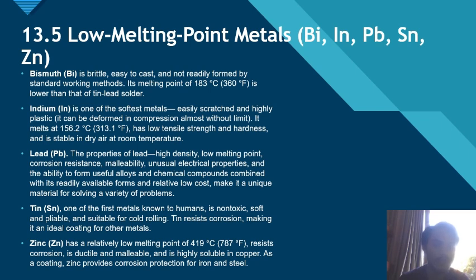Lead, Pb. The properties of lead: high density, low melting point, corrosion resistance, malleability, unusual electrical properties, and the ability to form useful alloys and chemical compounds, combined with its readily available forms and relatively low cost, make it a unique material for solving a variety of problems. And tin, Sn, one of the first metals known to humans, is non-toxic, soft and pliable, and suitable for cold rolling. Tin resists corrosion, making it an ideal coating for other metals.